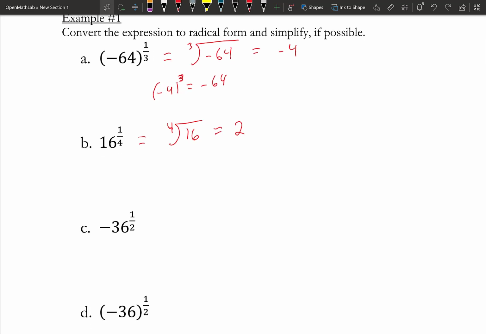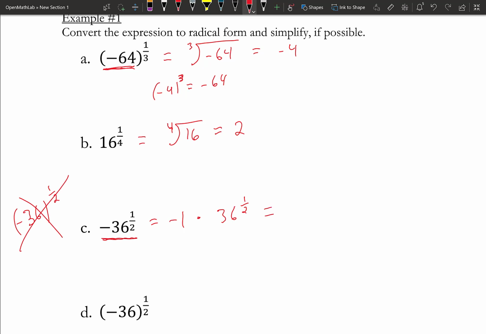Part C, you want to be careful with. Notice in part A, the negative sign is part of the base, right? It's in parentheses. Where in part C, it's not. The base here is 36. So this one is actually the same thing as negative 1 times 36 to the 1/2 power, right? So the 1/2 power only goes with the number 36, not the negative sign. If you wanted to include the negative sign, you would want to put that in parentheses. But that's not what we have.